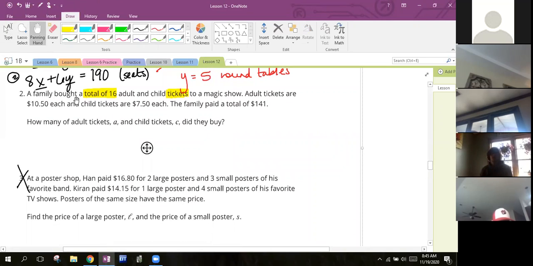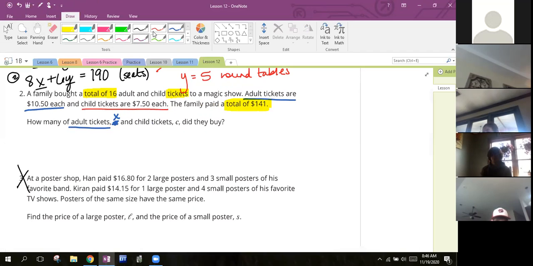All right, so a family bought a total of 16 tickets. Adult tickets are $10.50 each. Child's tickets are $7.50 each, and the family paid a total of $141. We're going to let adult tickets be, it says A, but mark that out and put X. And we're going to let child tickets be, mark that out and put Y.